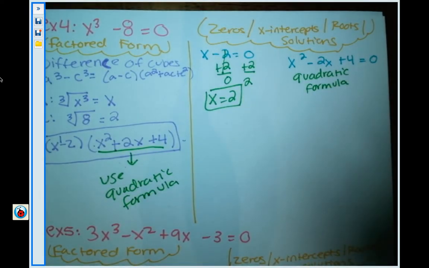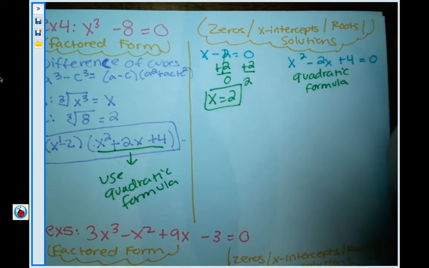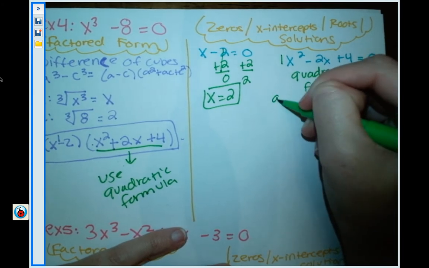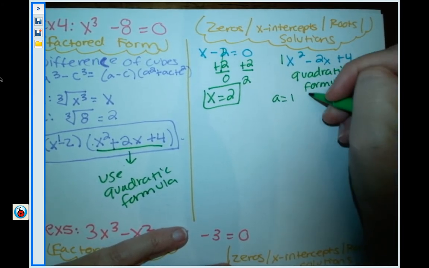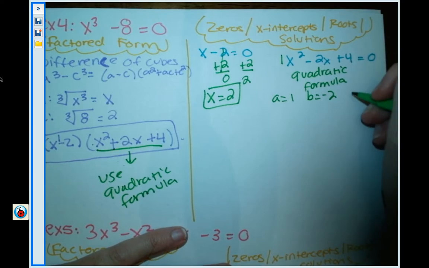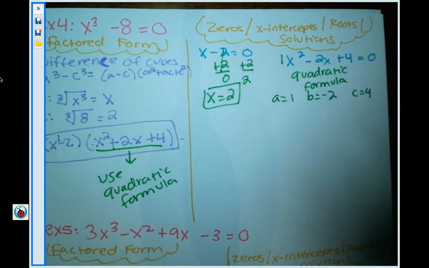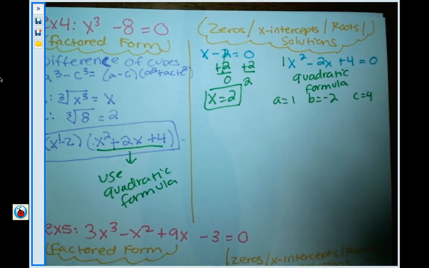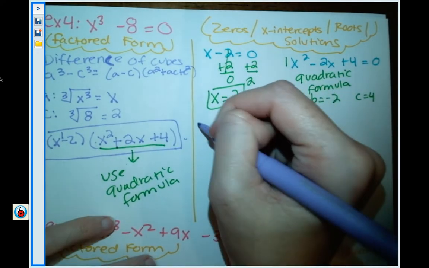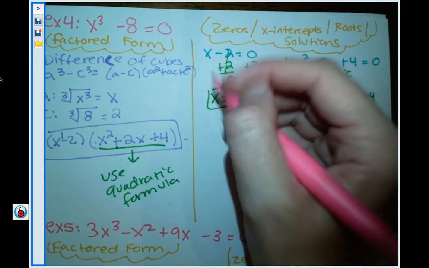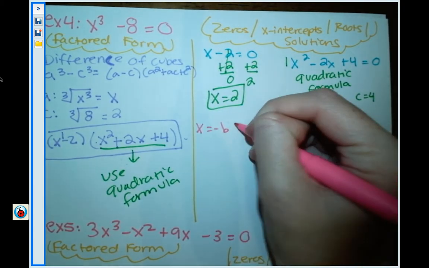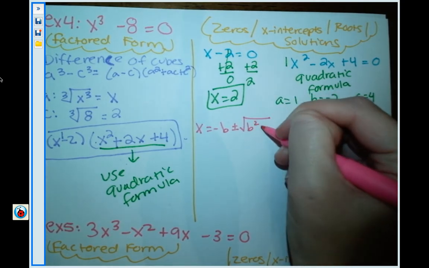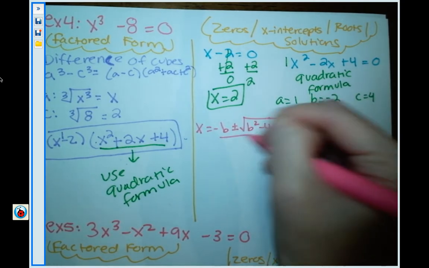Alright guys, let's start rocking and rolling with this quadratic formula. So first, let's find our A, B, and C terms. My A is the number in front of the x squared, which is the 1. My B is the number in front of the x, which is the negative 2. And my C is the 4. Alright, let's use our formula. I'm going to write the formula over here so we can reference it. So we have x equals, I'm actually going to use pink, x equals opposite of b plus or minus the square root of b squared minus 4ac all over 2a.